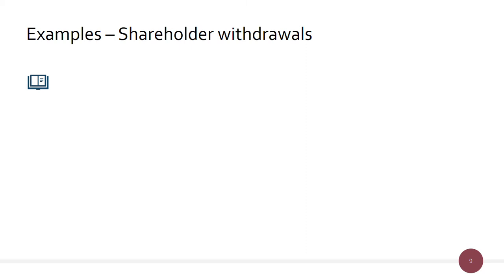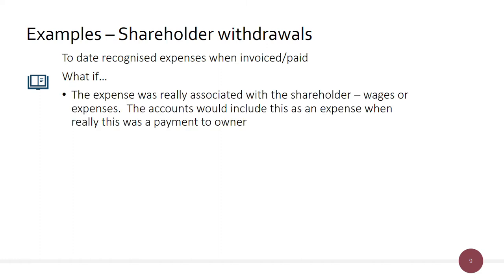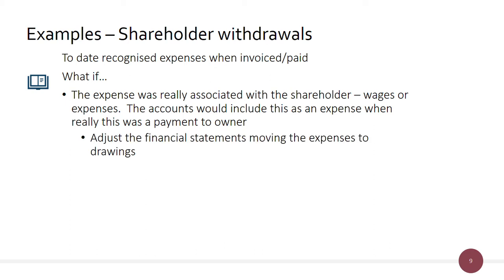Now, the next set of adjustments: let's say we've got some shareholder withdrawals. Today, we've recognised expenses when they're invoiced and paid, but what if the expense really was associated with the shareholder, so their wages or some purchases that they took out themselves? It wasn't really purchases, it was shareholder drawings. So we're going to adjust our financial statements and move some expenses that were really for the shareholder into drawings.